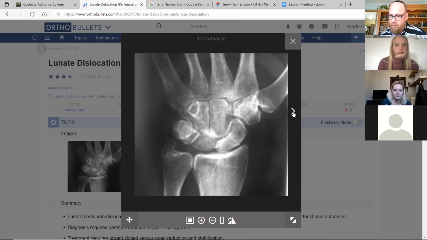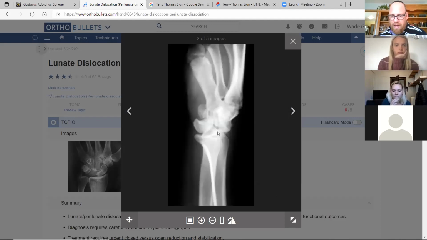Let's look at a lateral view. Here's what a dislocated lunate looks like on a lateral view. Okay, so you can see here, the proximal row of carpals has stayed intact, and the lunate is dislocated anteriorly. All right, and you can see that here on the lateral view, where the lunate has essentially just popped right out anteriorly.